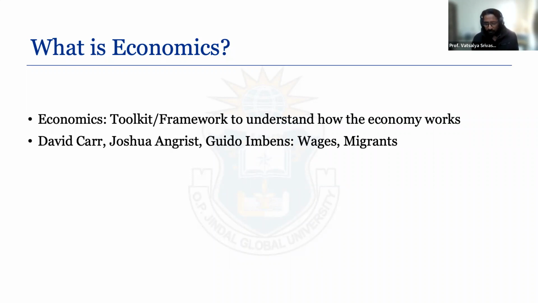different things. So just to give you a slightly different example. David Card, Joshua Angrist, and Guido Imbens won the Nobel Prize for Economics this year. And they won the Nobel Prize for their work on minimum wages and the impact that migrants have on a society when migrants come in. Now, for those of you, again, who are perceptive and keep up with the news, the question of what migrants do to a society is of great importance today.